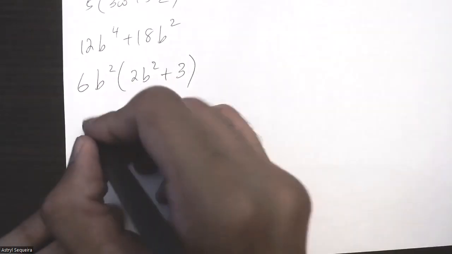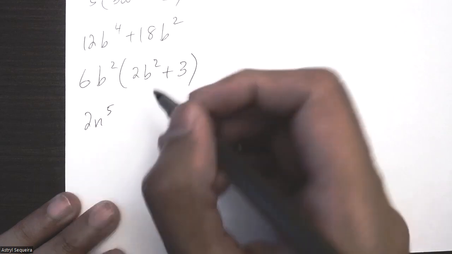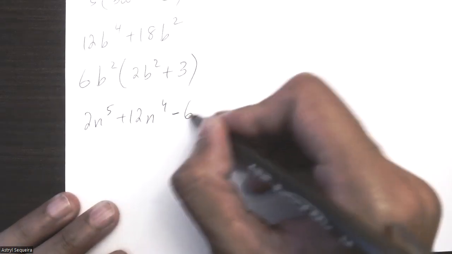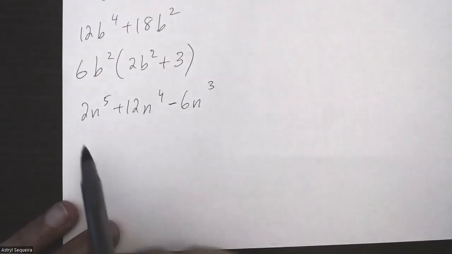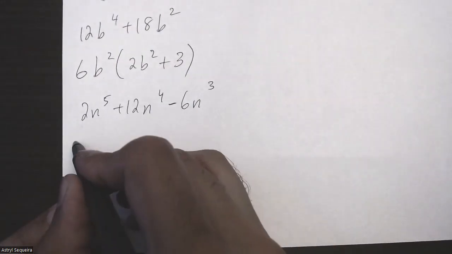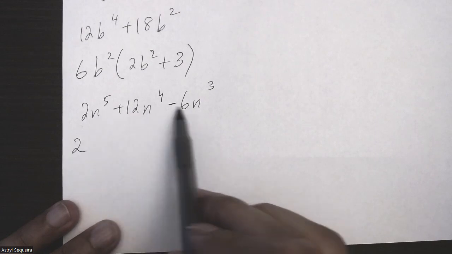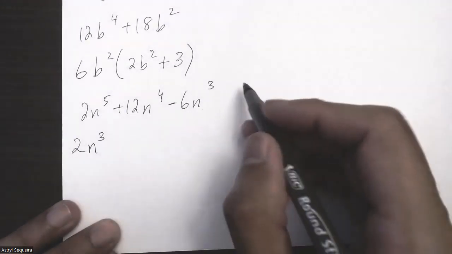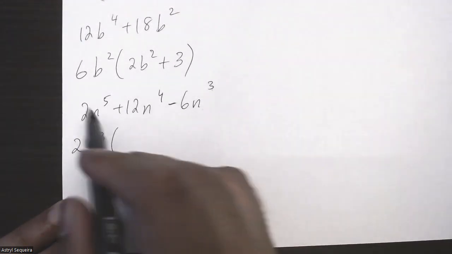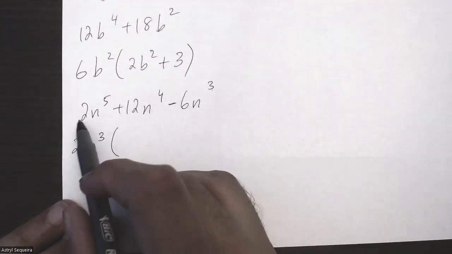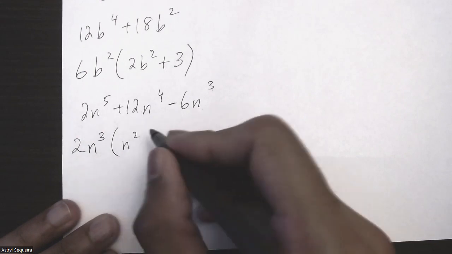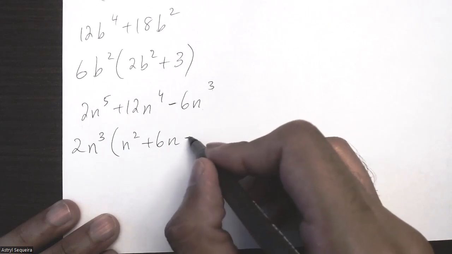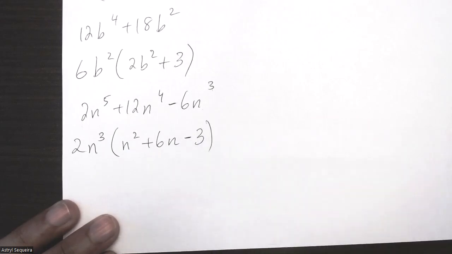And next one is 2n to the 5th plus 12n to the 4th minus 6n cubed. So if I look at these three numbers, my largest common factor is 2. If I look at these three n terms, my largest common factor is n cubed. It's always the lowest exponent. I'm going to divide this whole equation by 2n cubed. Over here, I'll get n squared plus 6n minus 3.